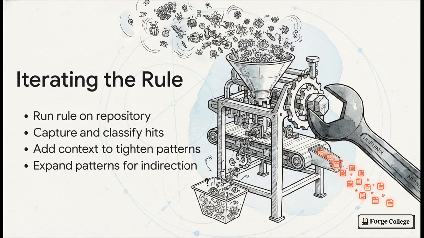You run the rule against a repository, you capture the hits, and you classify them. If you're getting too many false alarms, like if your rule is going off on test fixtures or benign logging, you tighten the screws. You add context constraints, maybe require a state change to happen inside the if statement. On the flip side, if you realize you're missing bugs that are hiding in helper functions, you expand those pattern-either shapes. It is a continuous calibration loop.